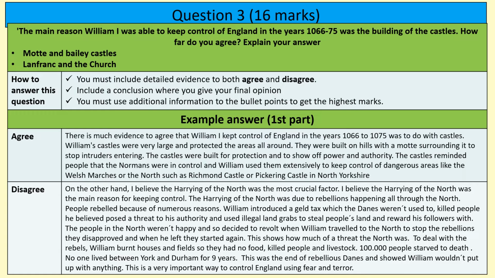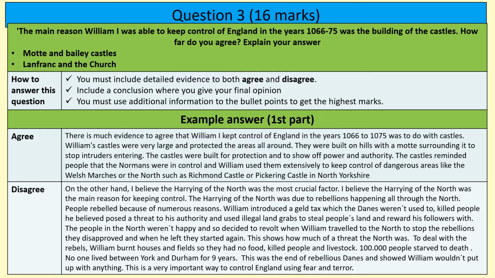Okay, so for question 3, this question, the main reason William I was able to keep control of England in the years 1066 to 1075 was the building of the castles. How far do you agree? Explain your answer. And you've got a couple of facts to think about here, Motte and Bailey castles and Lanfranc and the church. Now sometimes people are a bit thrown by this one, Lanfranc and the church, because it's not as common knowledge perhaps as things like castles.